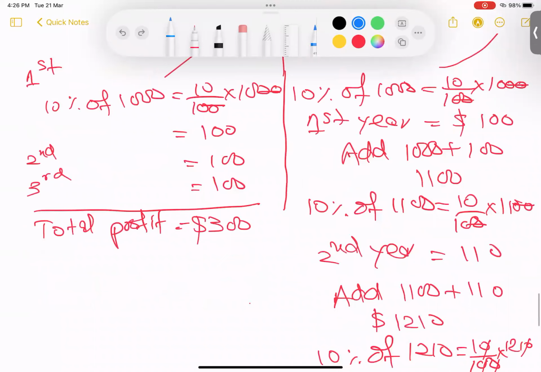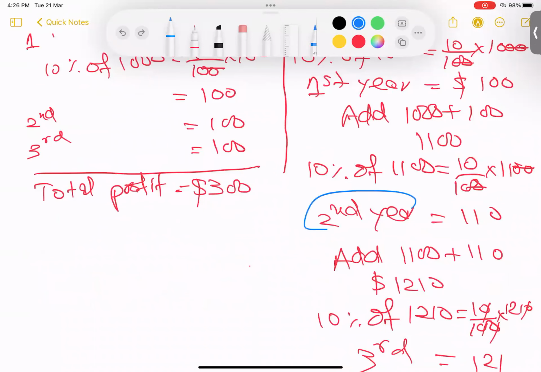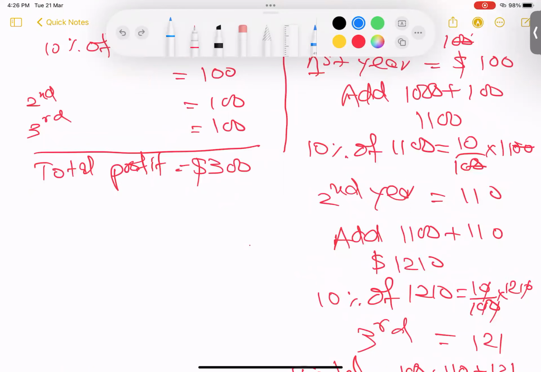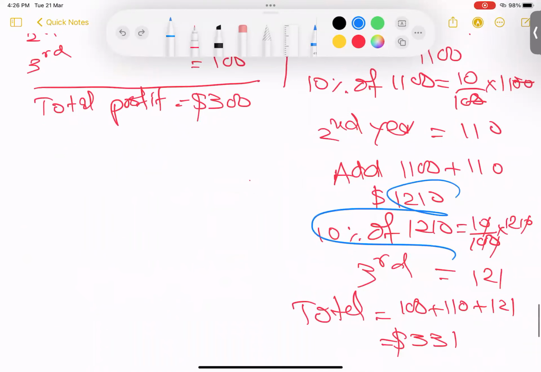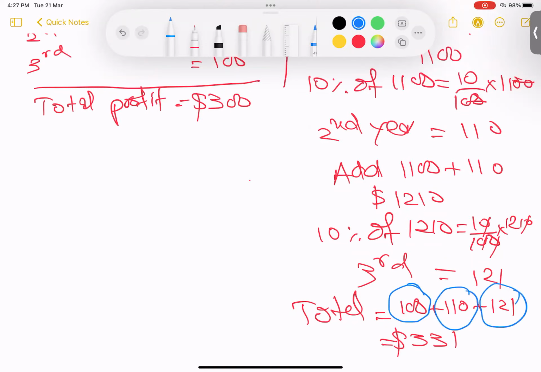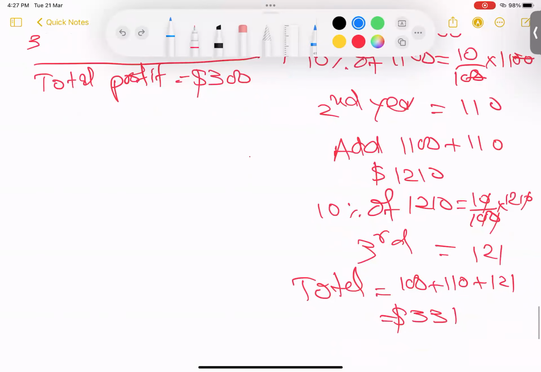And you got a profit of second year, the profit is 110, and this money will add to your previous amount. It will become what? 1210. And they find 10% of this, and you got 121 third year profit. So first year profit 100, second year profit 110, third year profit 121, and add all together become 331. So this is a difference. So I believe the point is very clear why there is a difference between simple interest and compound interest.